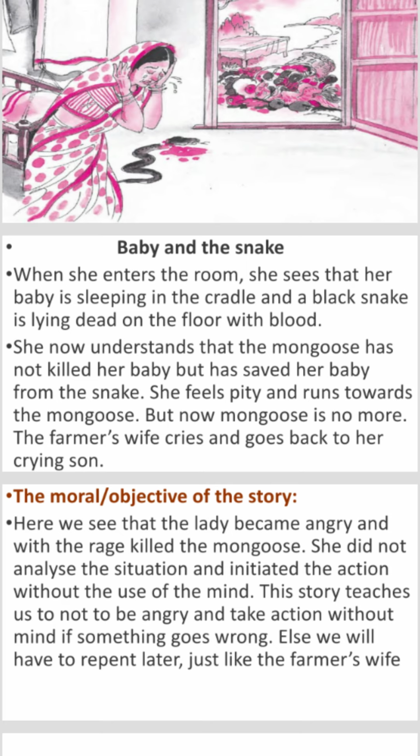Now let's see the moral of the story, or the objective of the story. What did you learn from the story? Here we see that the lady became very angry, and in her rage she threw the basket and killed the mongoose.